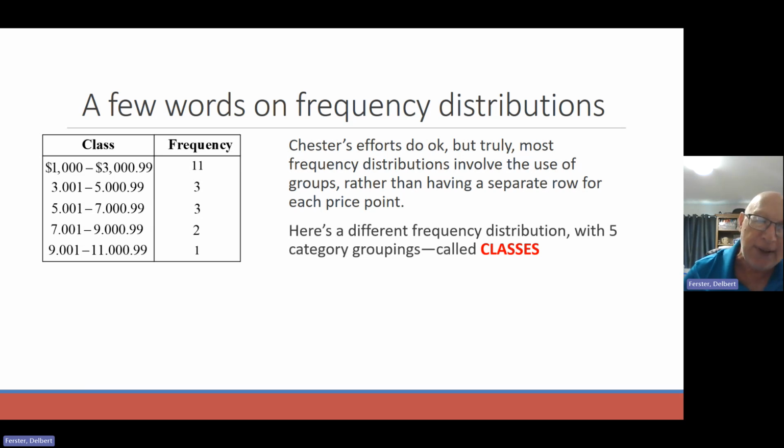All right. So if we take Chester's data, again, we find some meaningful information that looks like a large preponderance of the 20 people. In fact, over half of them spent less than $3,000, or less than $3,001, I should more accurately say, on their computer. Okay, so there's our set for our frequency distribution using a different class structure.